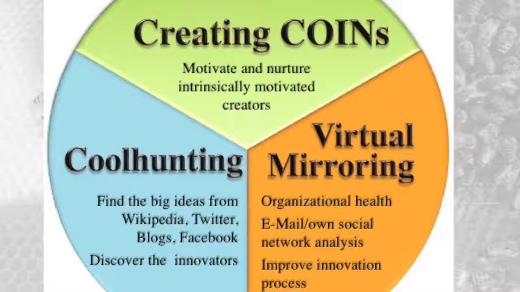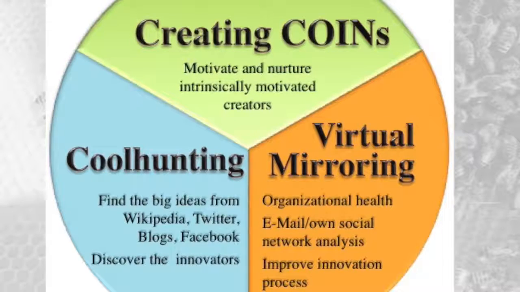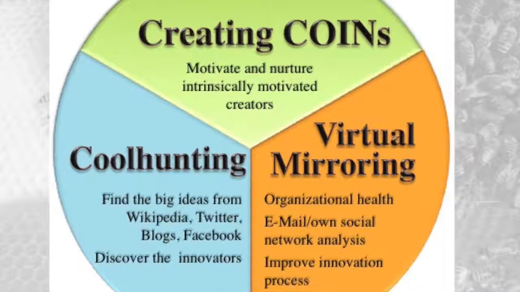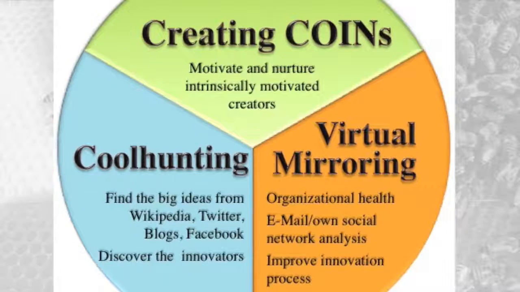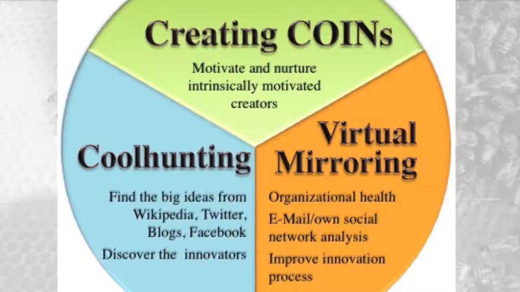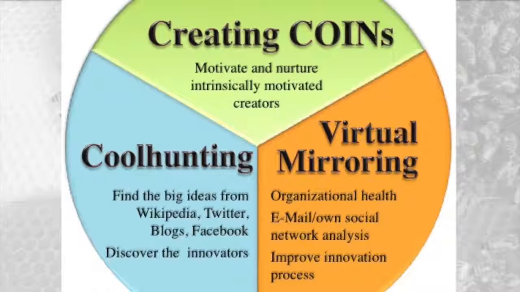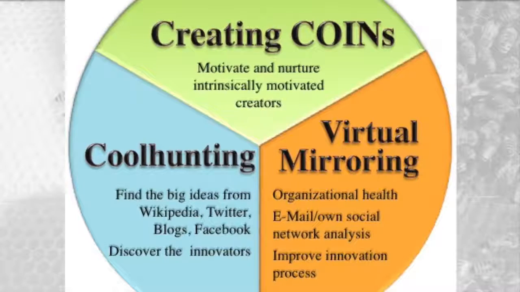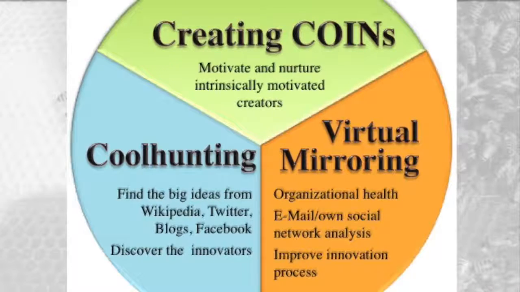About Condor. Now let's get back to what we can use Condor for. Condor has been developed for creating coins, collaborative innovation networks, which means doing two things: cool hunting and cool farming. Cool hunting means finding the cool trends by finding the most influential people, and that's what we have seen. Cool farming means increasing collaboration between people, and that's done by what we call virtual mirroring, which means showing the communication network, mirroring it back to the people that are involved in the communication.